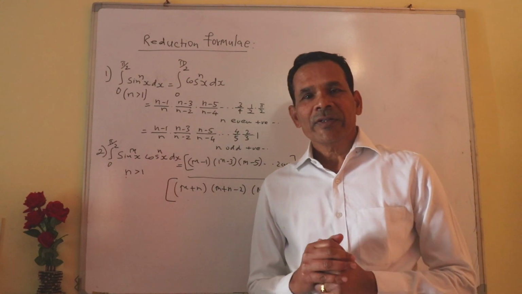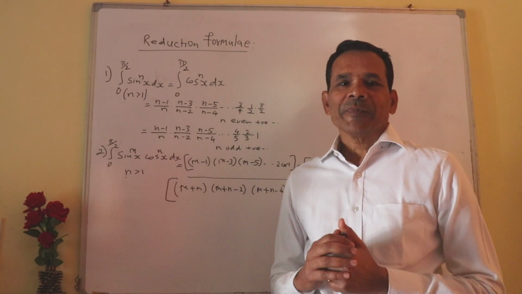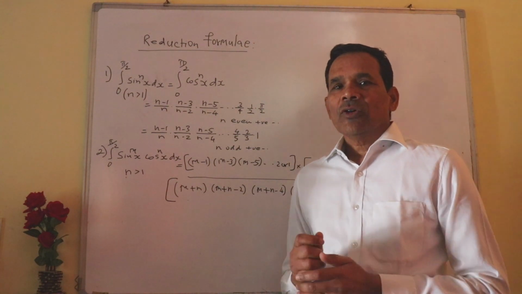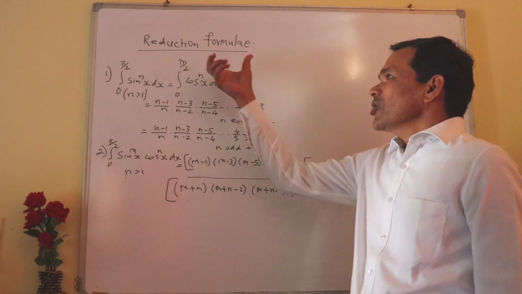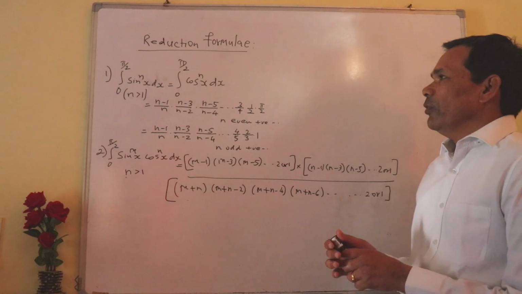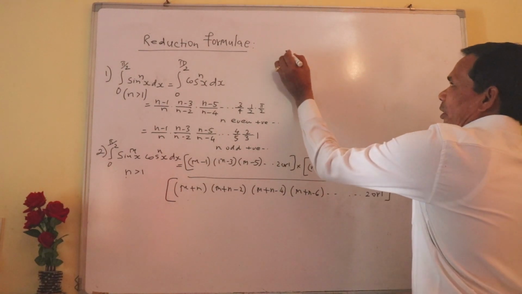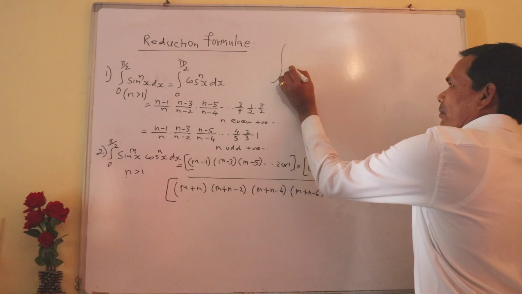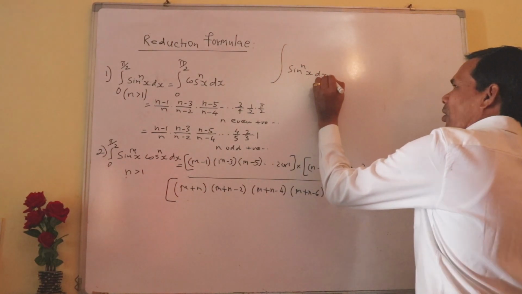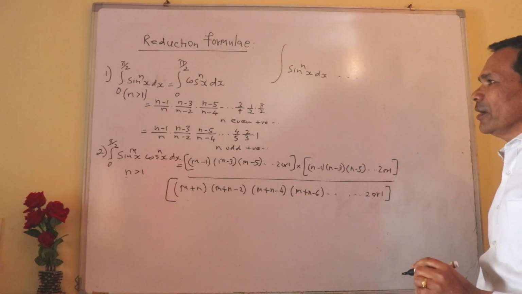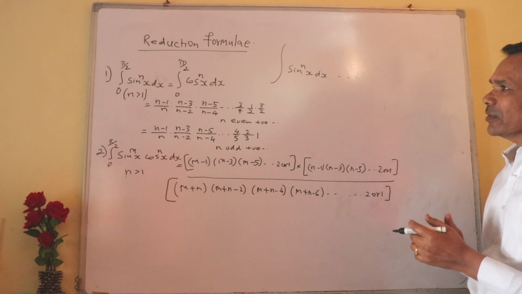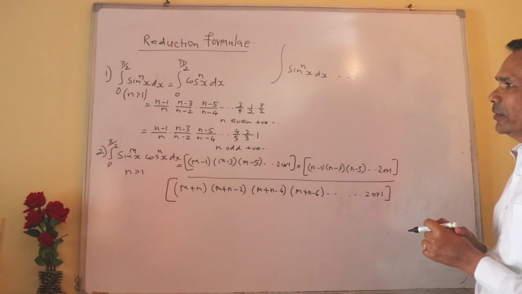Today we are going to discuss reduction formulae in this particular unit number 3. So what is reduction formulae? Reduction means reducing the index. What we do here, we try to develop reduction formulae for sine raised to n x dx, cos raised to n x dx, tan raised to n x dx, cosec raised to n x dx, sec raised to n x dx, and so on.